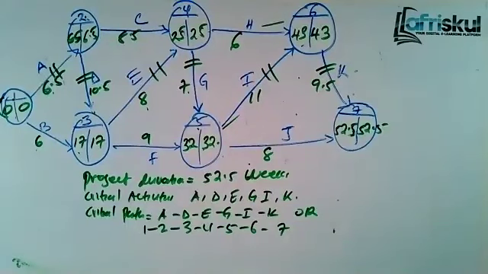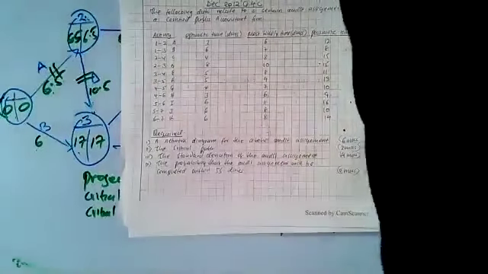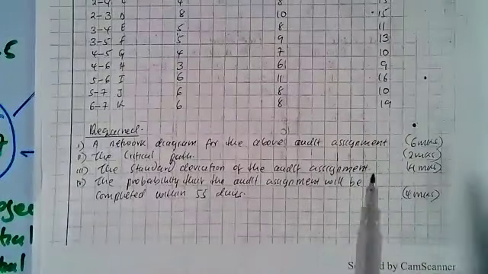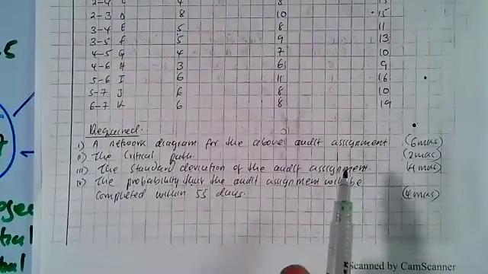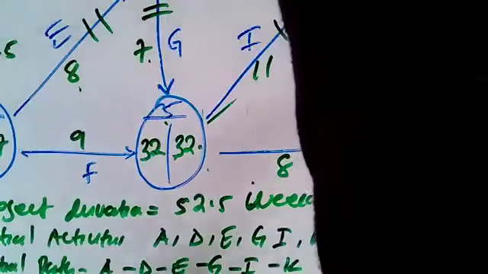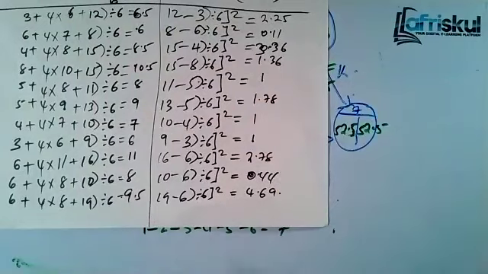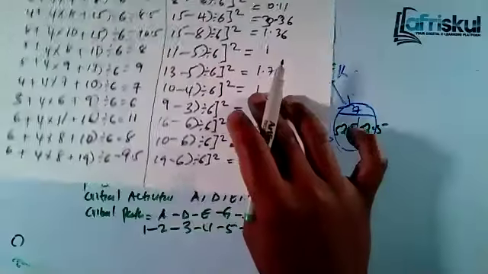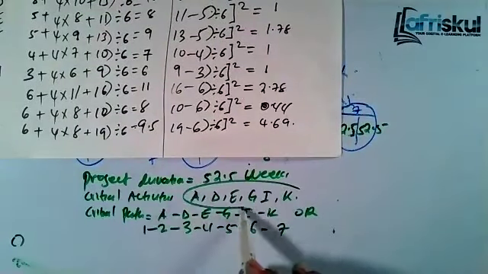So now that was part what? So the question was, number 1, the network diagram, we already have that. Number 2, the critical path, we already have it. Then the standard deviation of the audit assignment. Now, let me take you back. What we had here was the variance of each activity. But in this case, the examiner wants the standard deviation of the project. So in this case, you just consider the critical activities.